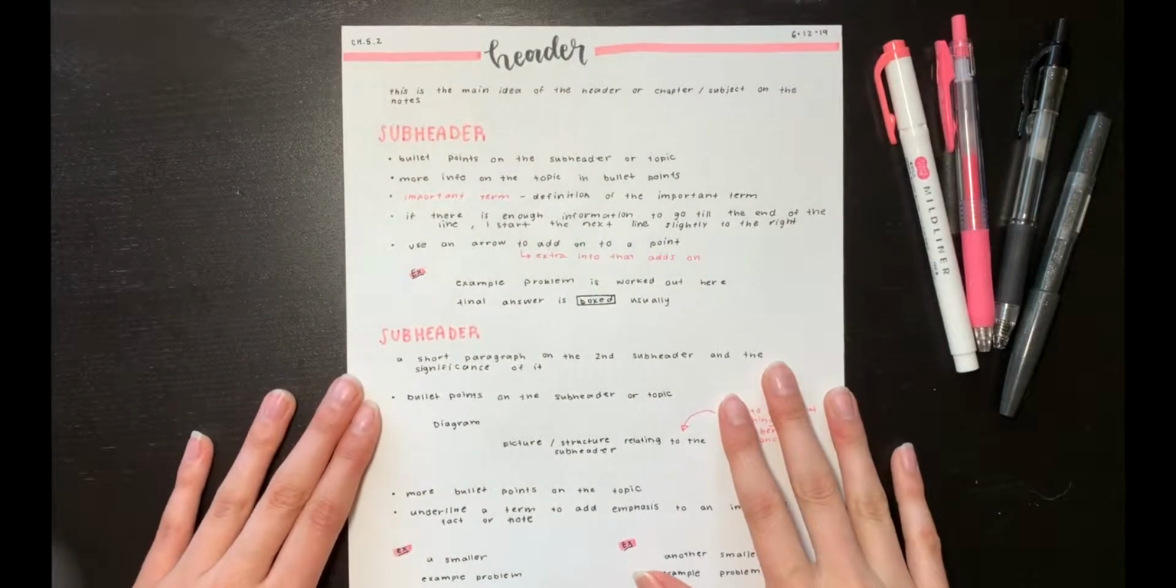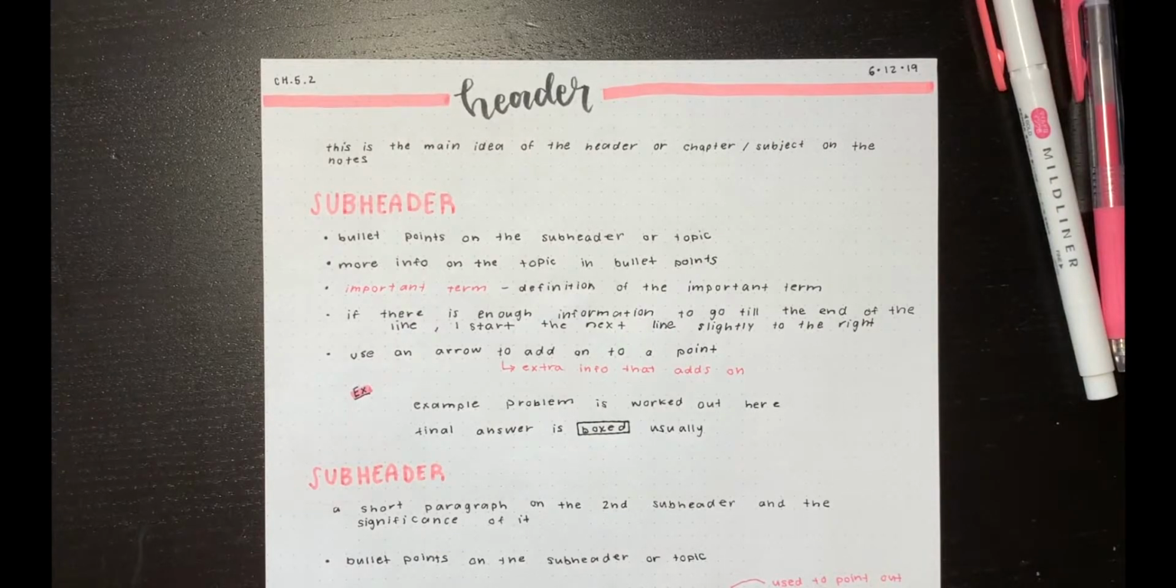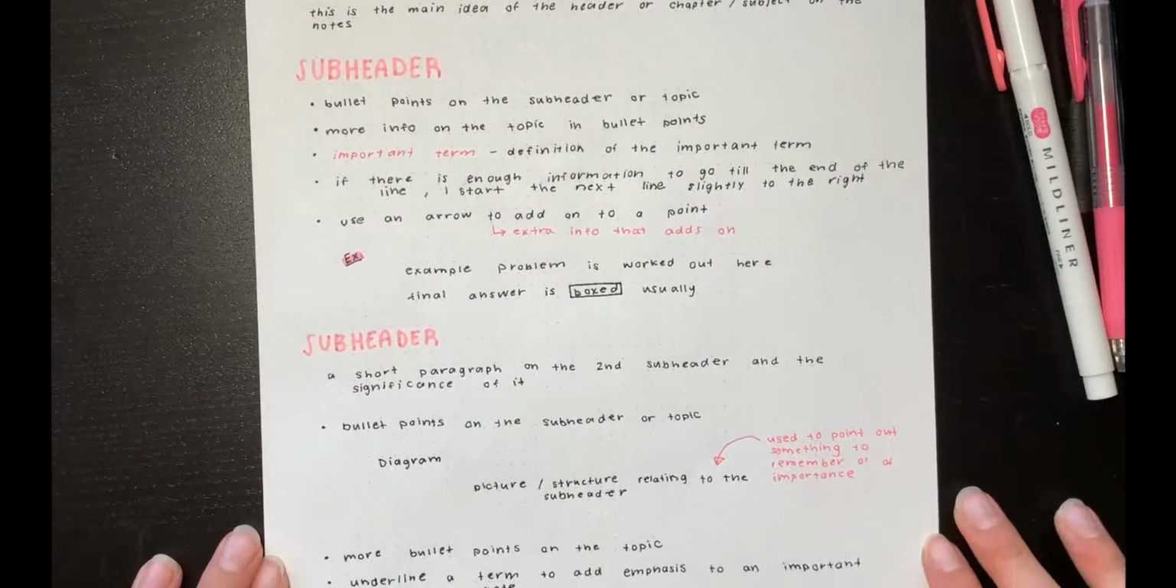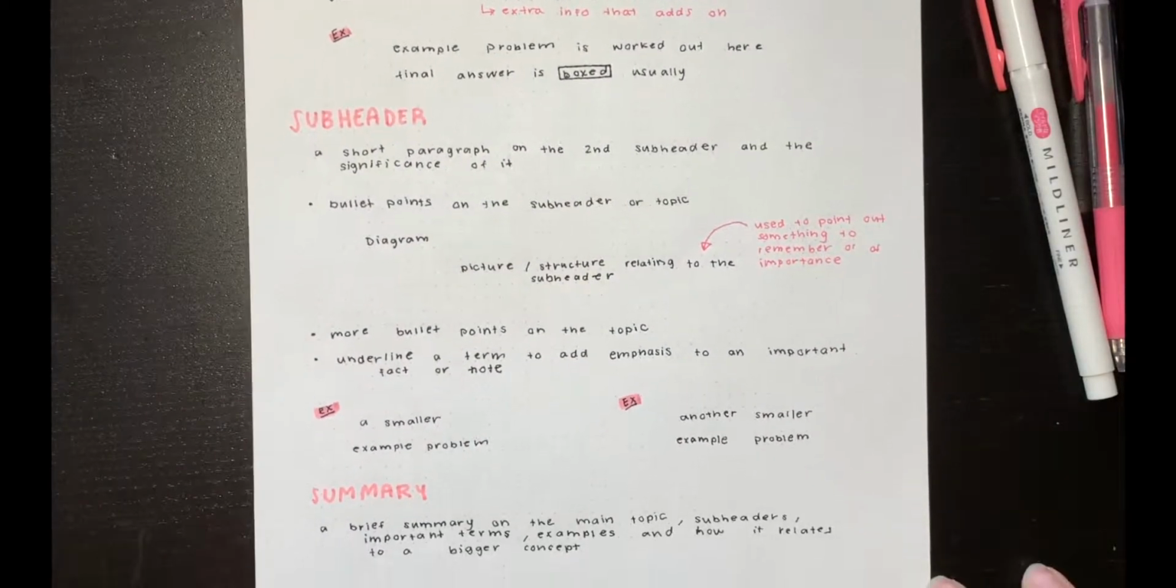So here is the finished product of my notes, and again it varies between which kind of notes you're taking for, like what class or just the overall style. You could obviously change up the colors, the way you do this, or add different stuff, but this is my general outline and tips.